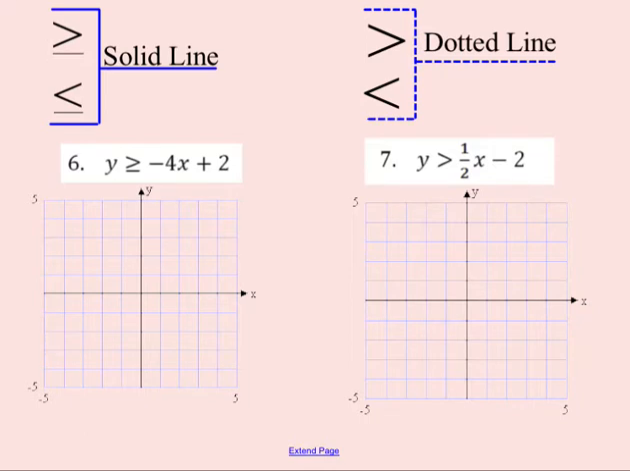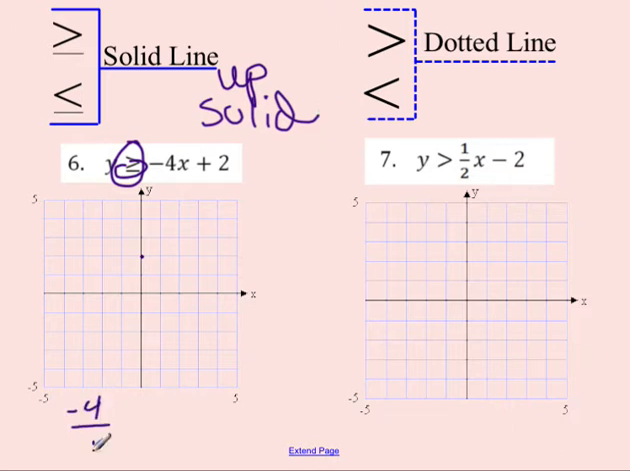Let's take a look at number 6. So for number 6, we're crossing the y-axis at 2. So I'm going to go ahead and plot that point. Now I need to make a couple of decisions. The alligator's facing the y, so I need to shade up. And there's a line underneath the inequality, so I'm going to have a solid line. So from that 2, my slope is -4, which means it's -4 over 1. So I'm going to go down 1, 2, 3, 4, and over 1. And then from there, I'm going to make that a solid line.